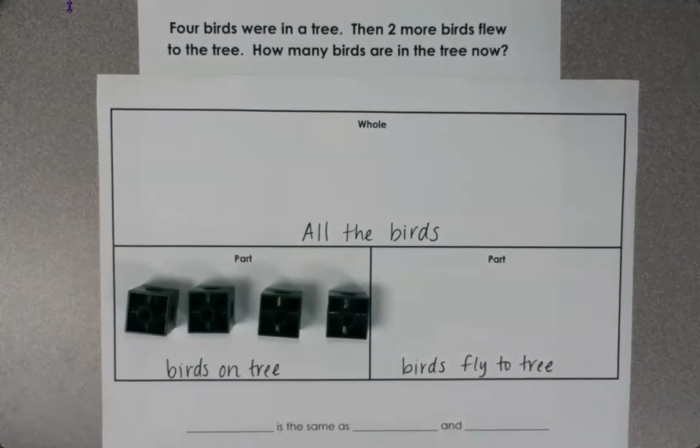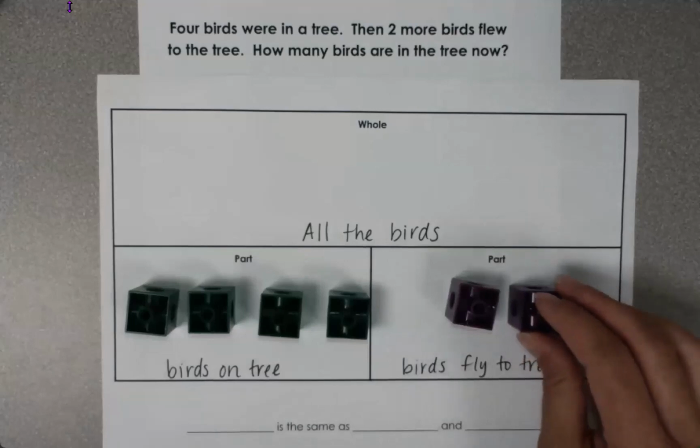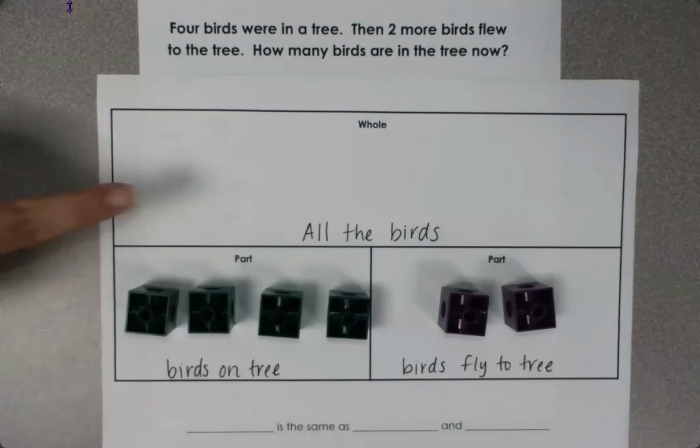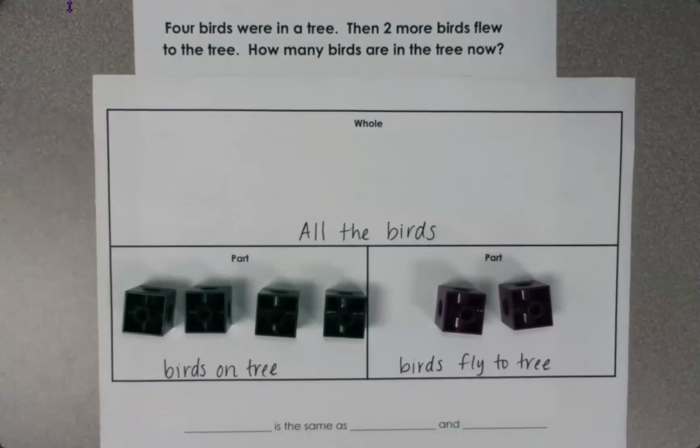I also know that the problem tells me how many birds fly to the tree. And I can represent that by placing 2 purple snap cubes on this part of my organizer to show the 2 birds that fly to the tree. But the problem does not tell me how many birds are on the tree after the birds fly onto it. And that's what I need to find out. So to answer that question, I can join or add the 2 parts together.